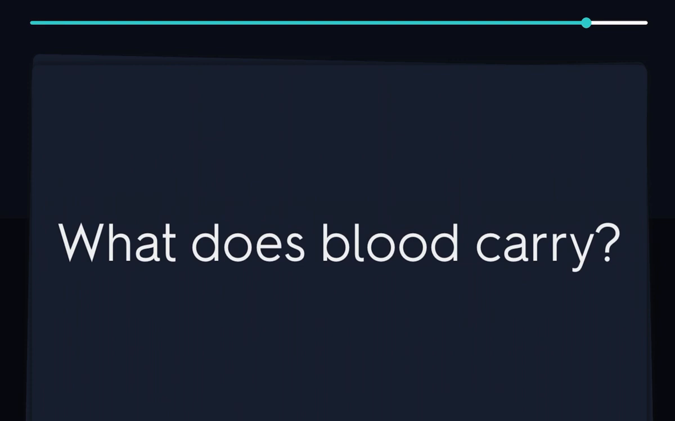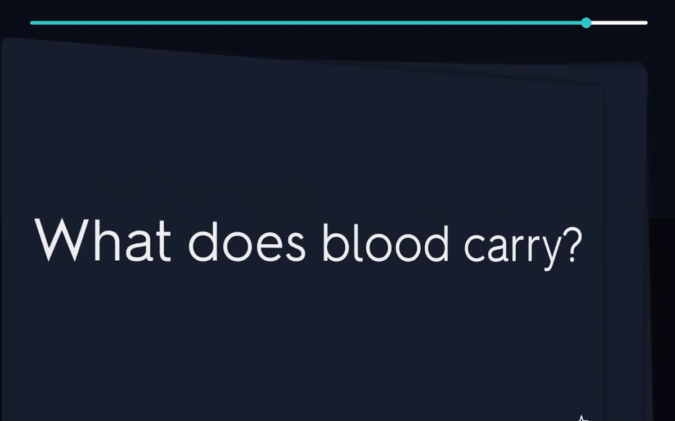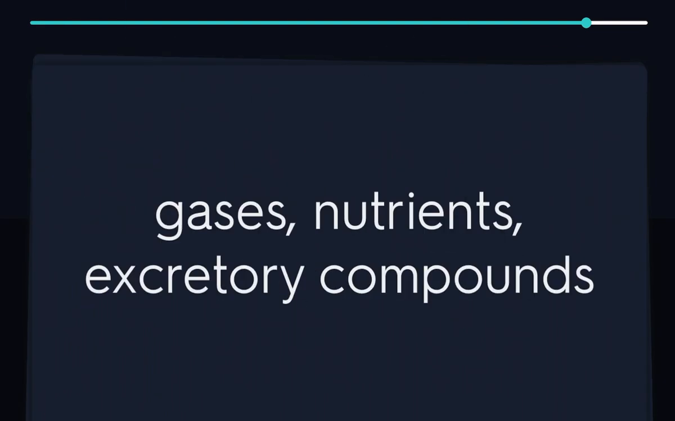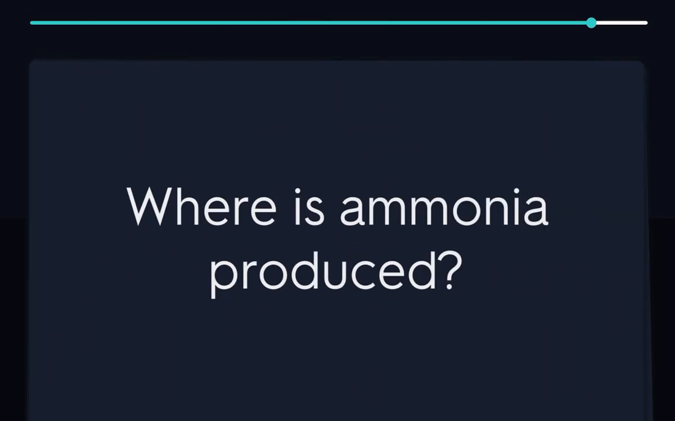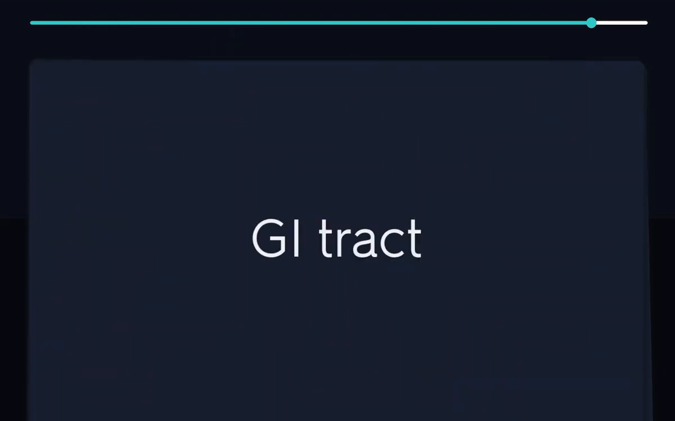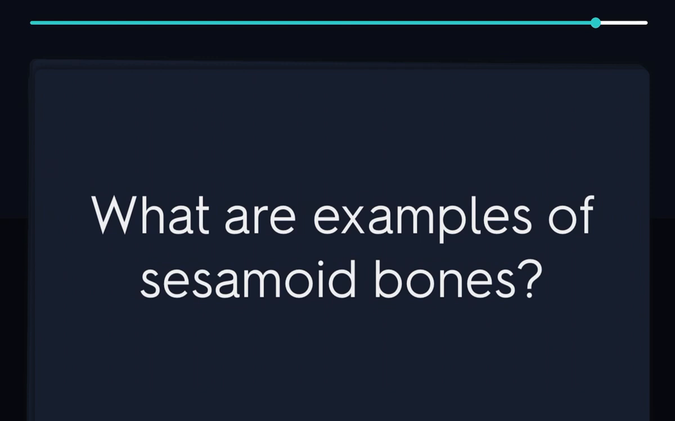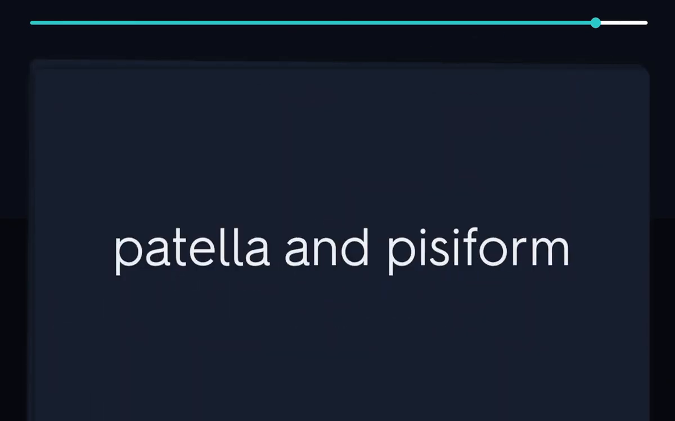What does blood carry? Gases, nutrients, excretory compounds. Where is ammonia produced? GI tract. What are examples of sesamoid bones? Patella and pisiform.